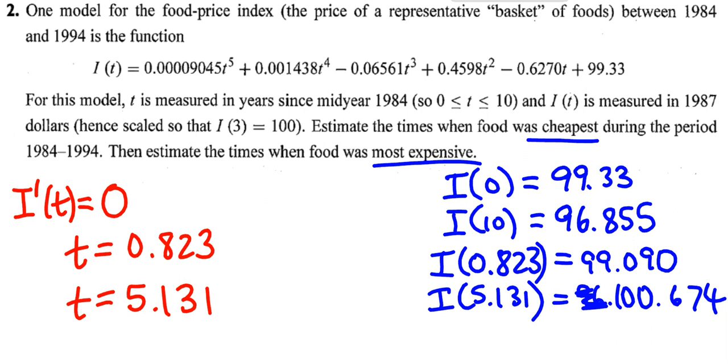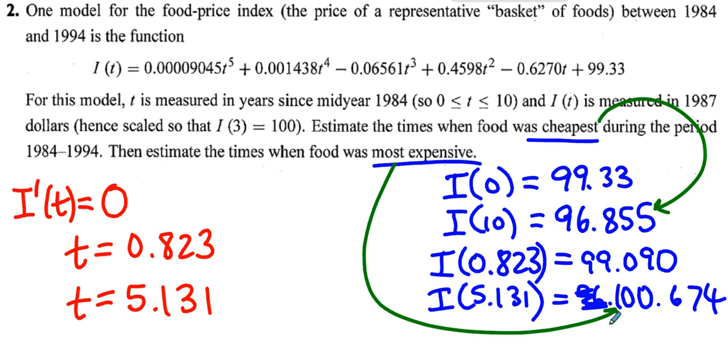So when were things the cheapest? Things were the cheapest at time equals 10. That corresponds to 1994. And when were things the most expensive? Things were the most expensive in about 1989, 5 years in. So that's how we handle extrema on an interval.